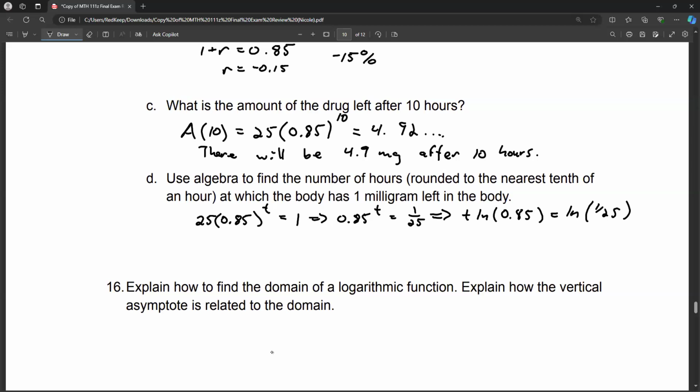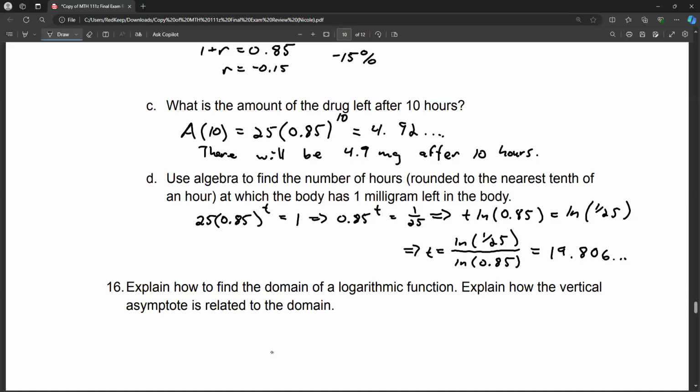Okay, and so if we solve for t, we just have to divide by the natural log of 0.85. And so we see the final result here to be t equals the natural log of 1 over 25 divided by the natural log of 0.85, which if you plug this into your calculator, I think it'll give you a number like 19 point something, 1 or 2 of these decimal places, something like this, right?